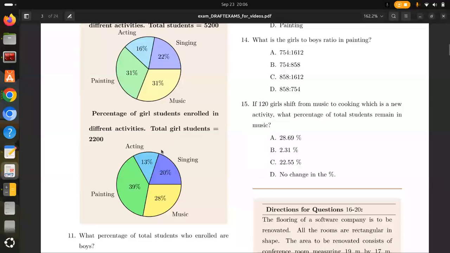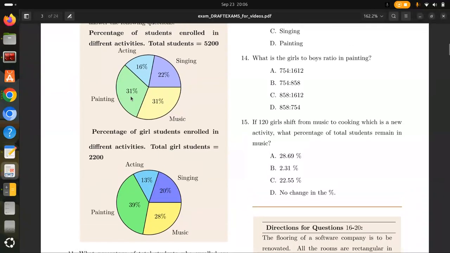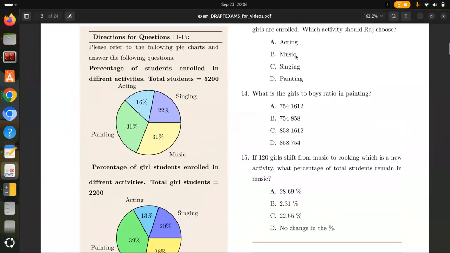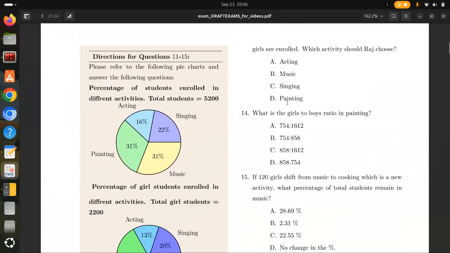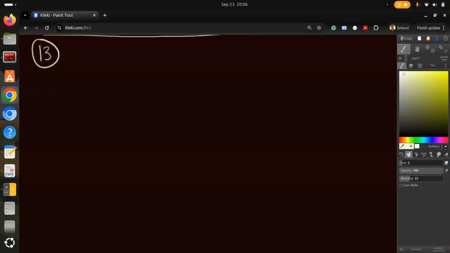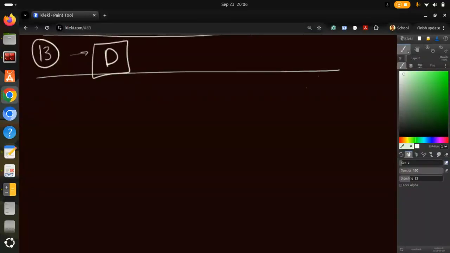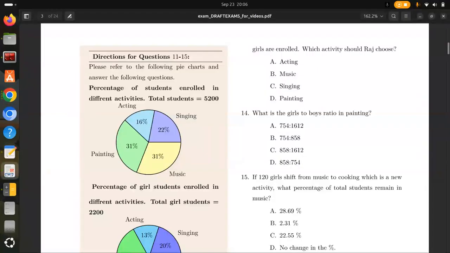Now, you may get a doubt, what about this data? What is this painting 31%? This is girls and boys together, so we are not worried about that. We are worried about this activity. So I think the answer is D, that is painting. Directly by observation, we can get the answer to be D. So now, let's go to question number 14.